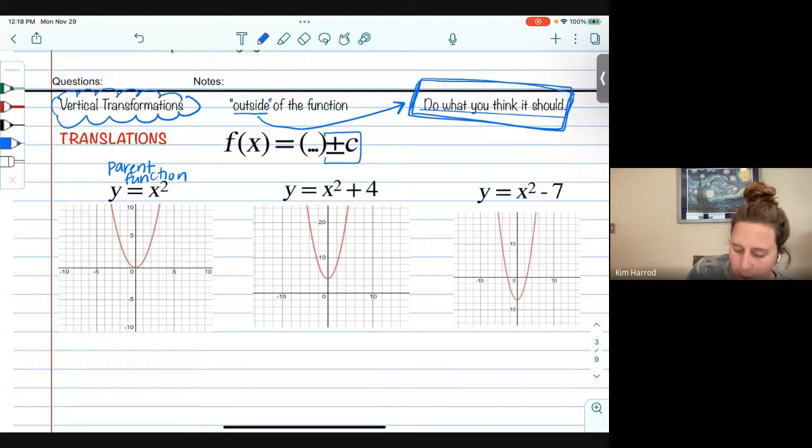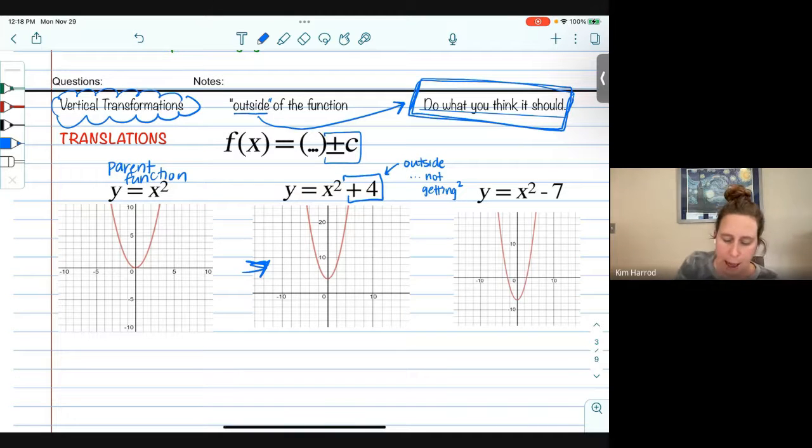Now over here in this graph, you see y equals x squared plus 4. So one thing I want you to recognize when you see an equation like that is that that plus 4, like I said, happens outside the function. And what do I mean by that? I mean, it's not getting squared, right? That plus 4 is not part of the squared. It's after it. It could also be before it, but in this case, it's after it. So we call that outside of the parent function.